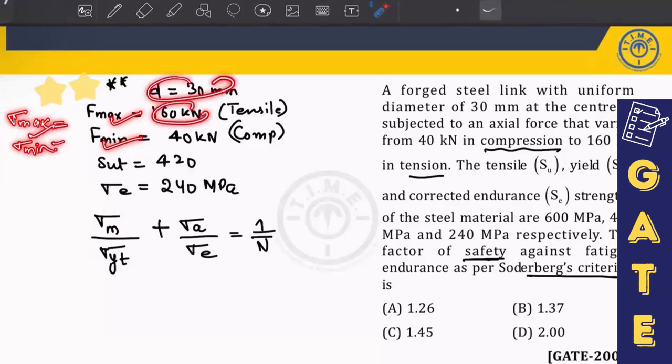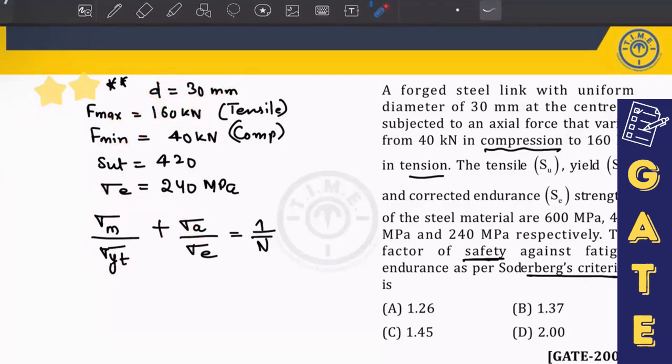These values are known to you. So can I calculate the mean as well as the variable stress? Yes. The mean is nothing but the average of maximum and minimum, and the difference of maximum and minimum divided by 2 is the variable stress. Now, if you read this question, they have mentioned all these values.